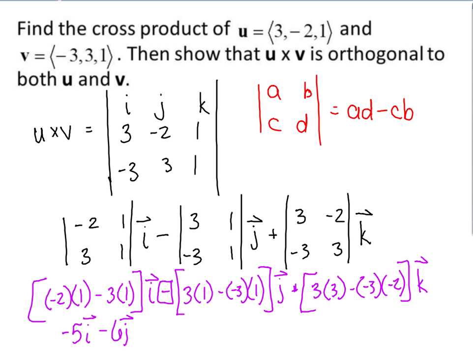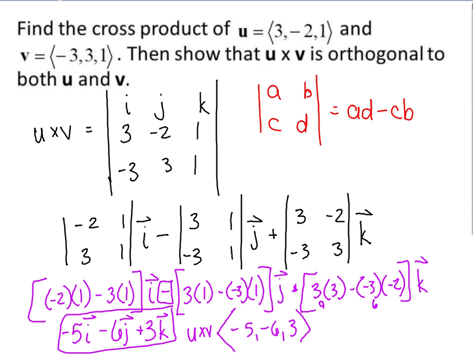3 times 3 gives us 9. Negative 3 times negative 2 gives us 6, but we have the minus between them, so 9 minus 6 gives us 3, so plus 3k. So the cross product can be written as negative 5, negative 6, and 3. Or you can write it as negative 5i minus 6j plus 3k.